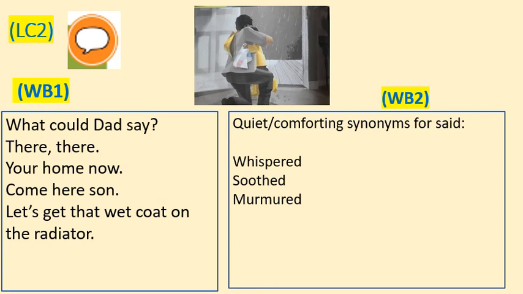Okay, so we've got our word bank 1 phrases of what Dad could say. Now we're going to have a look at some quiet, comforting synonyms for said. How is Dad going to say it? Now, he'd say it in a whispered voice, a soothed voice, a murmured voice. I want you to come up with 2 of your own, then magpie the 3 of mine. Pause the video now.